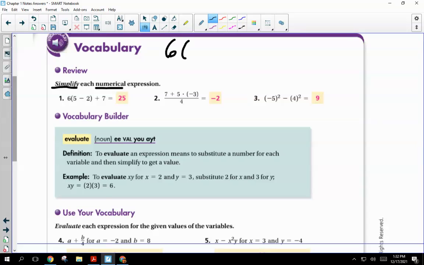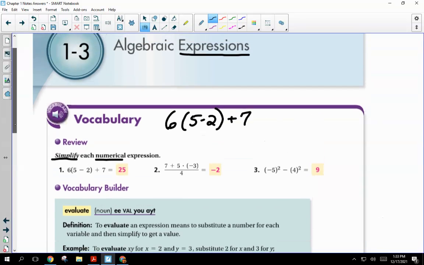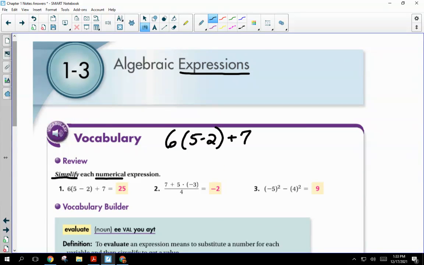6(5 minus 2) plus 7. You need to know how to do order of operations for this. So we're going to scroll up to the top and ask, what do we need to do this? This is something called PEMDAS. And hopefully you remember this from middle school and maybe Algebra 1 a little bit. These are the order of operations. Please excuse my dear Aunt Sally.